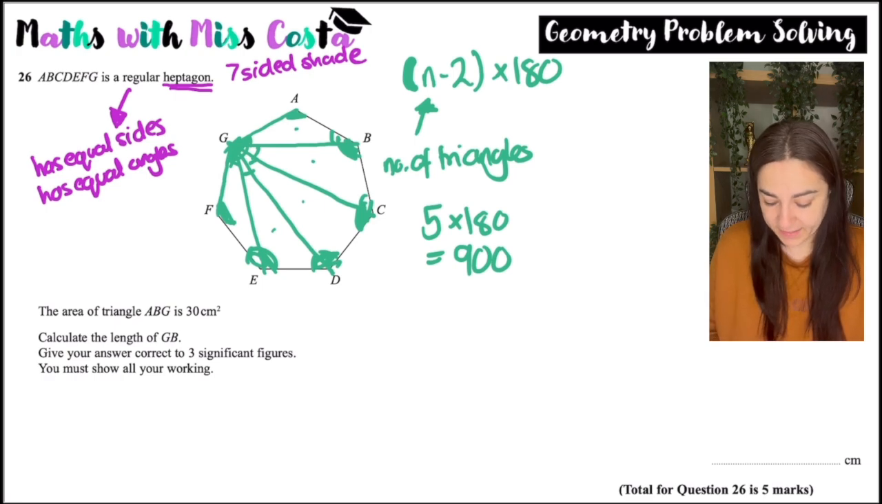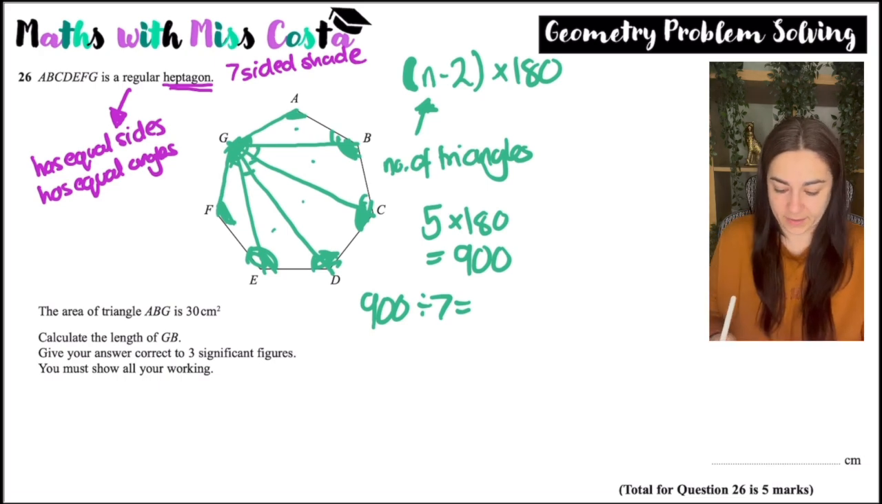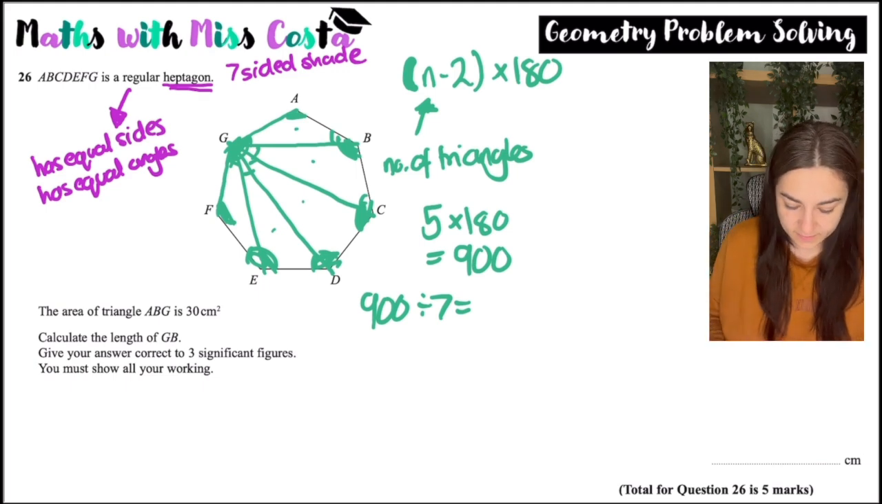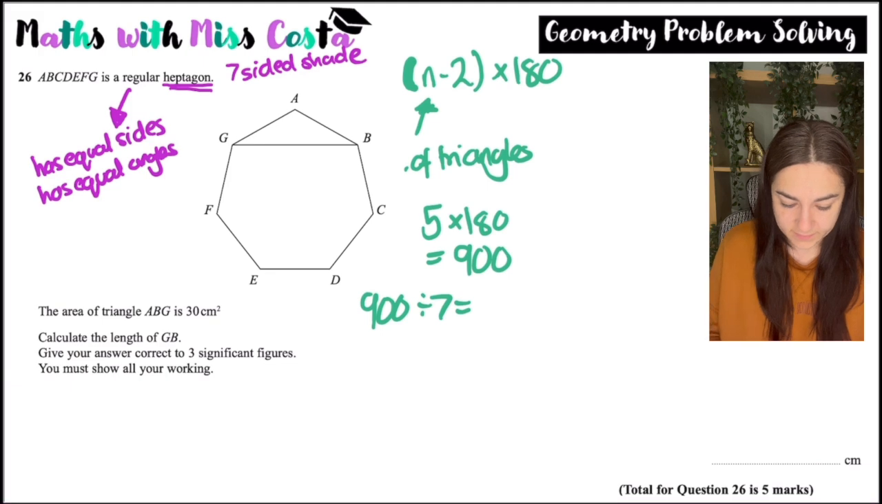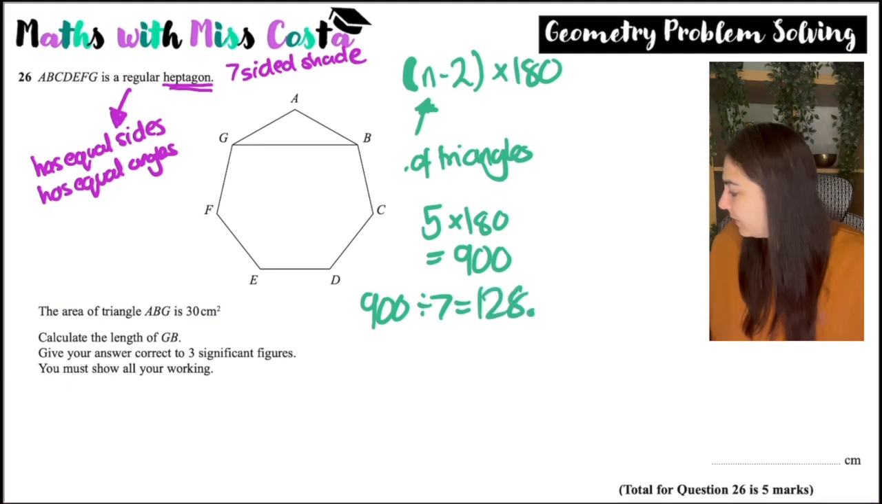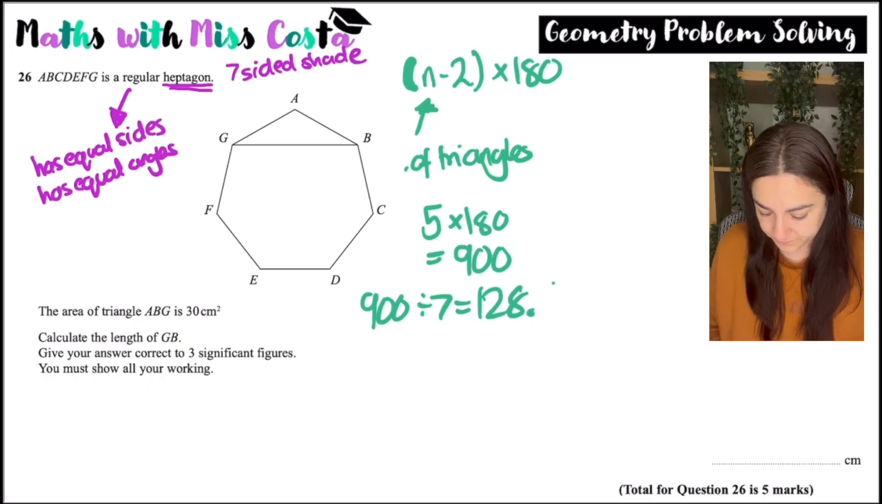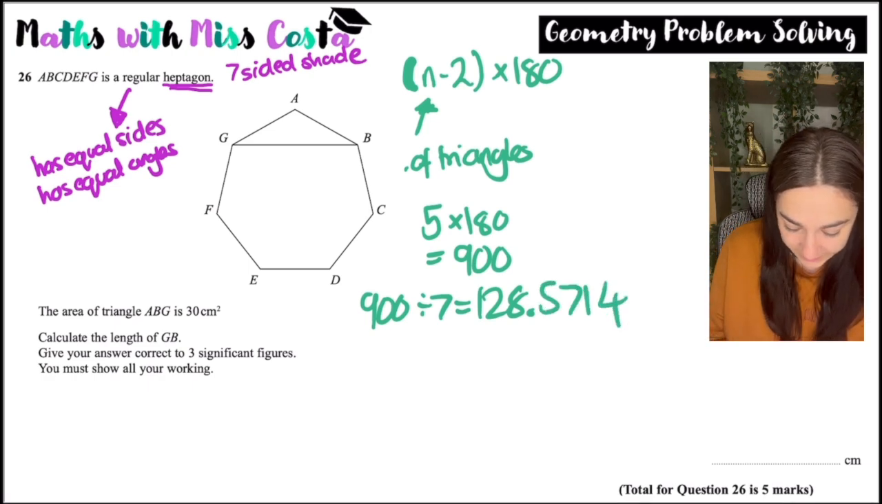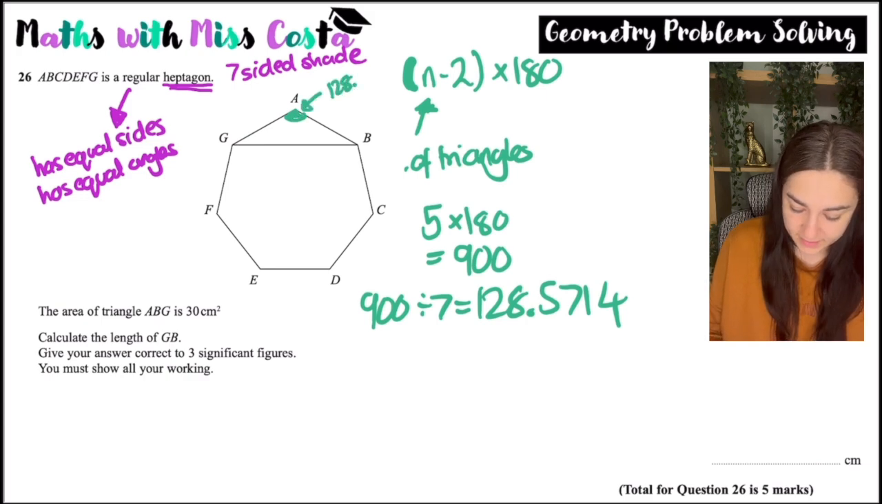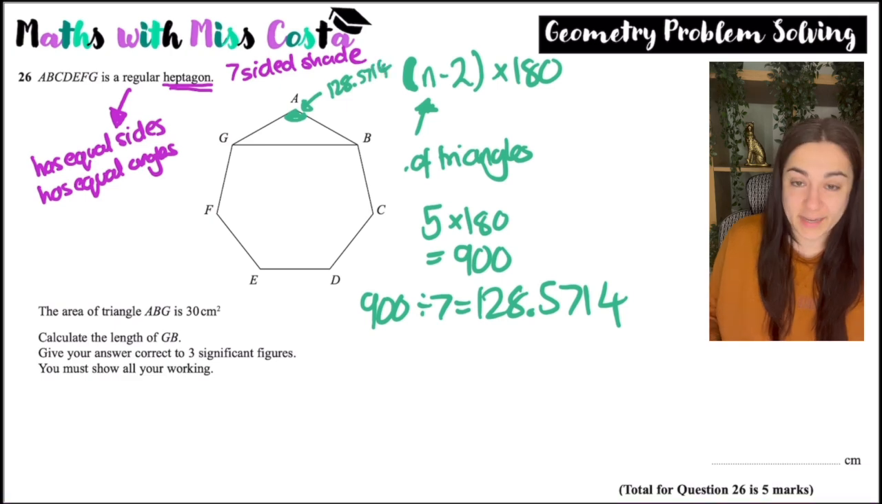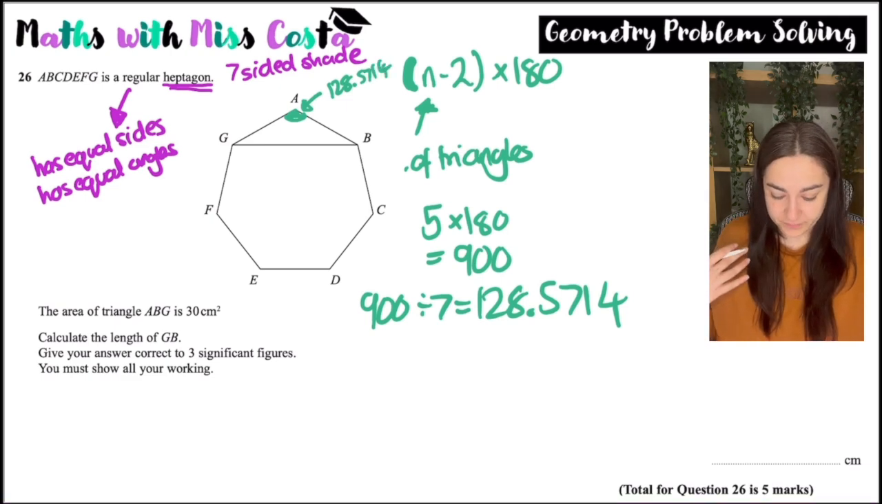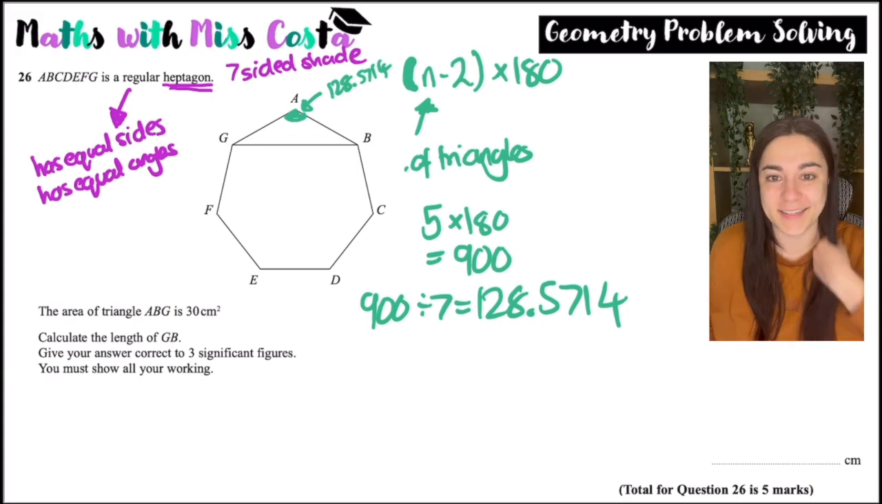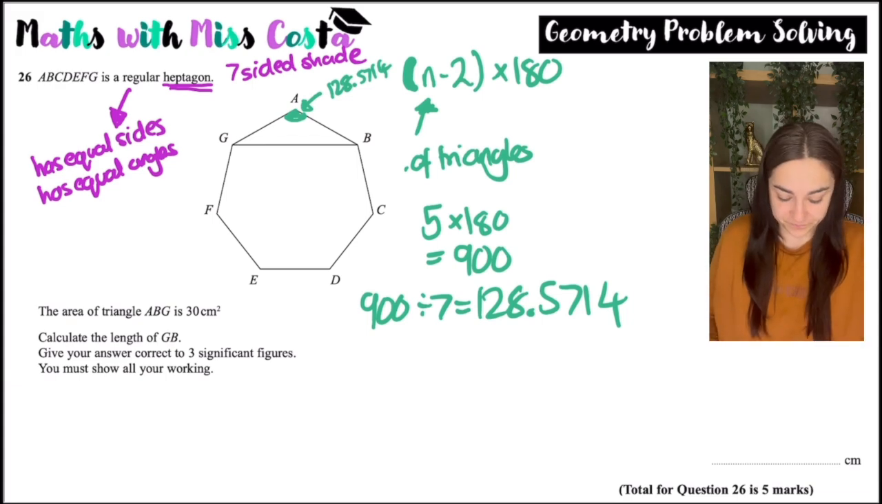Now I know that there are 7 equal angles, so I'm going to do 900 divided by 7 to figure out what one of these angles is. And that would be 128.5714. Okay, so I know that each little angle is going to be 128.5714. So I've just worked out the size of the angles because it's a regular heptagon, and that's the information that's been given to me, and that's going to be helpful.